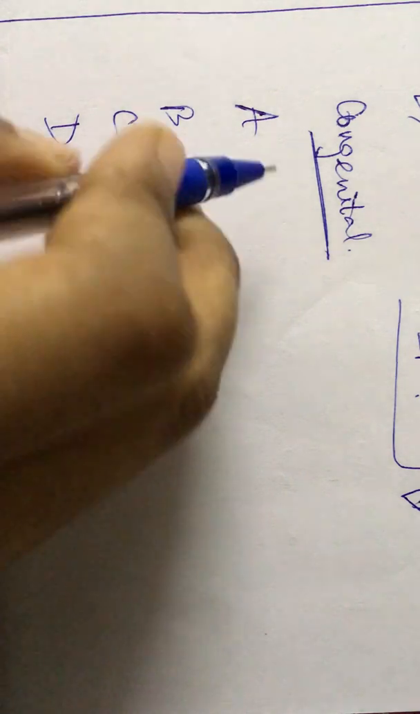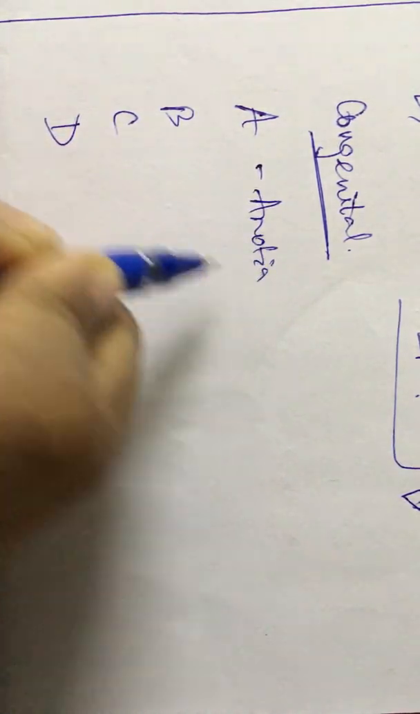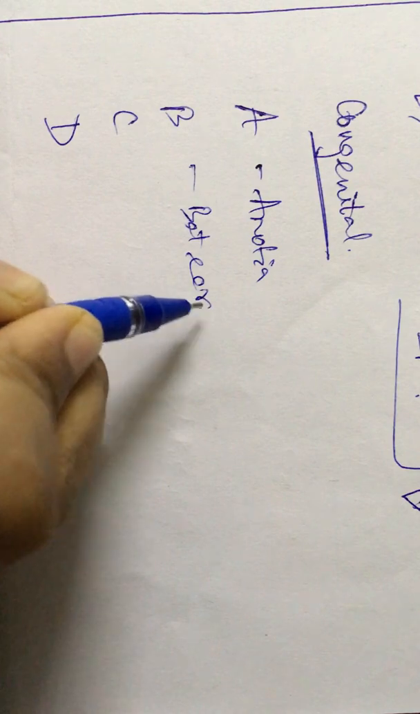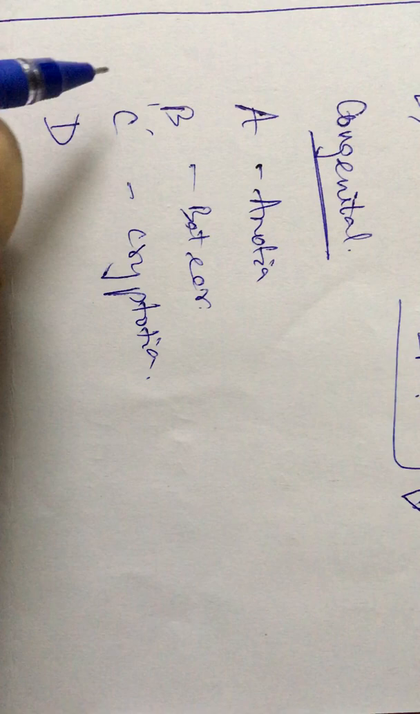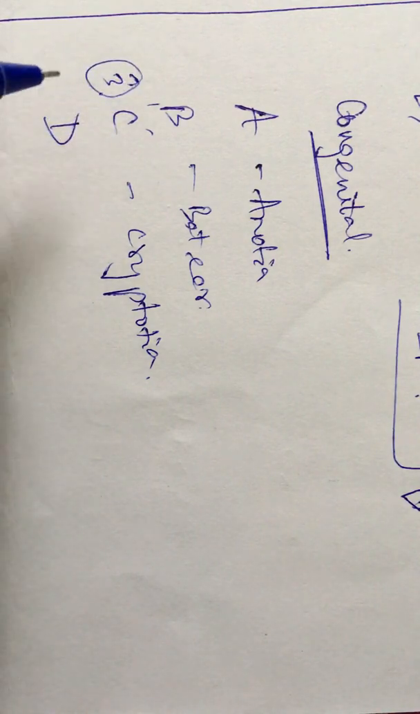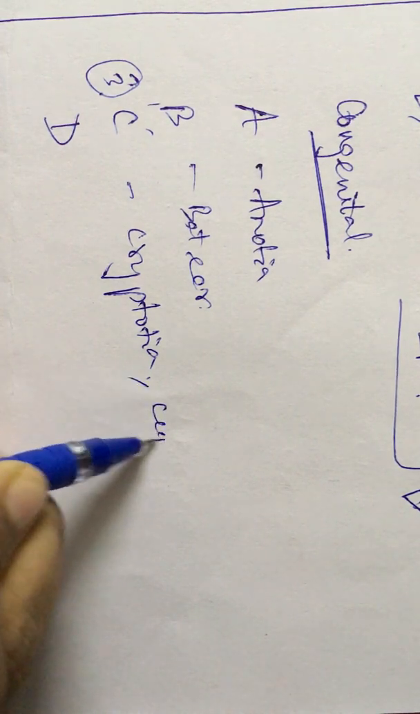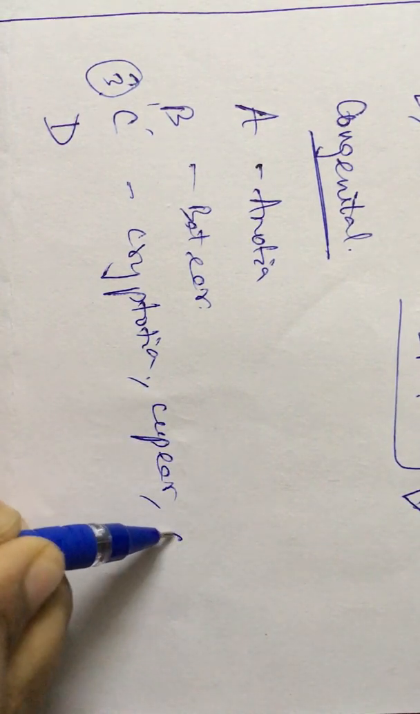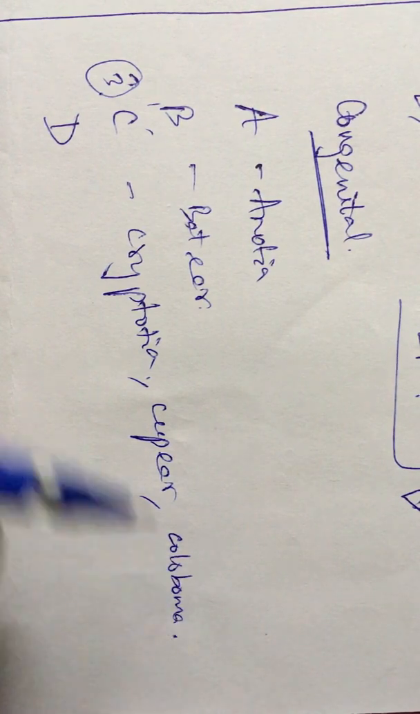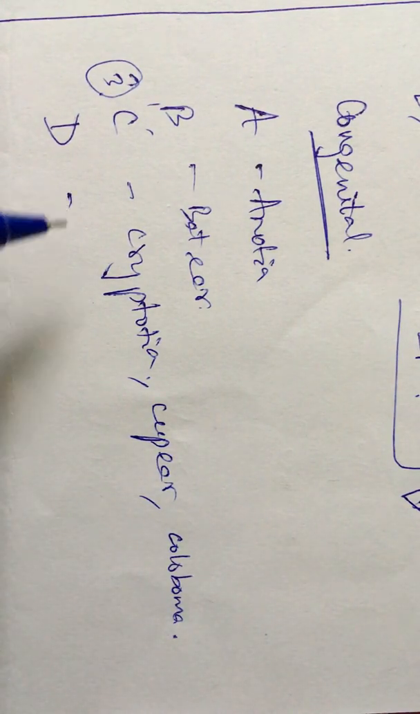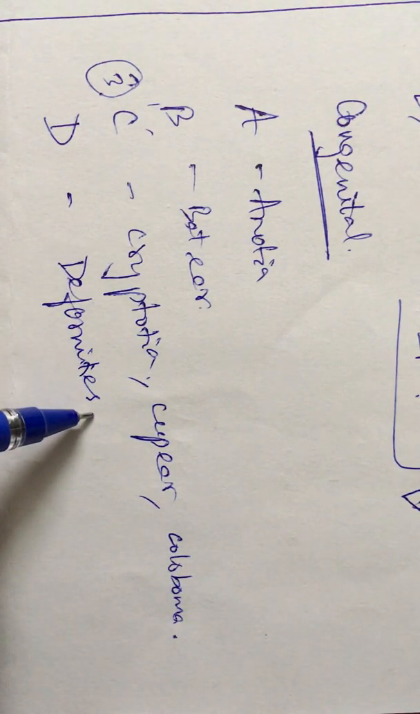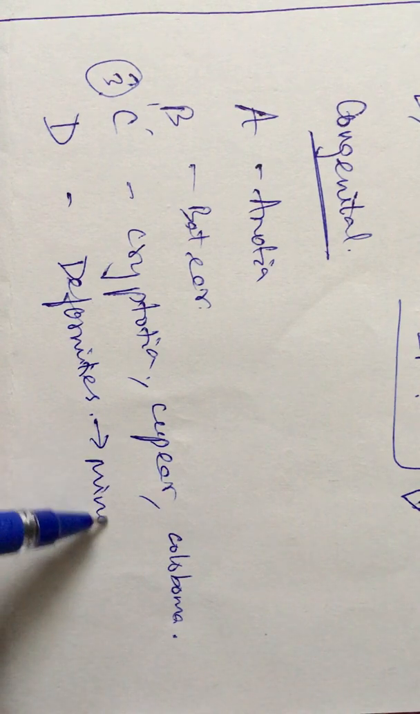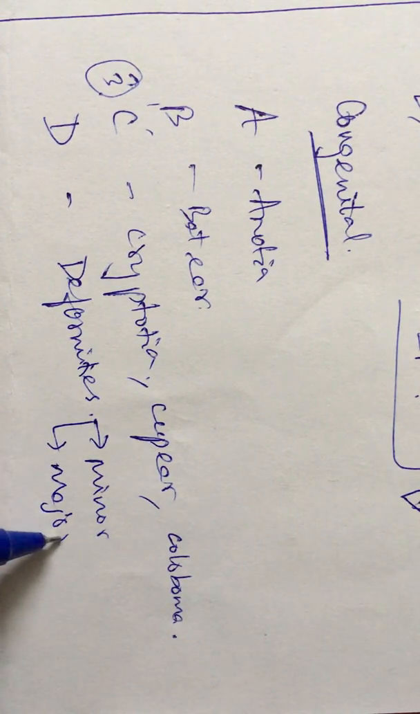So A, B, C, D stands for anotia, bat ear, cryptotia. Well, since C is the third letter of the alphabet, three examples are there for C. First is cryptotia, then the cup ear, and the last is coloboma. Let's review all these things finally. And then D is nothing but deformities. Well, deformities can be minor deformities or major deformities as well.